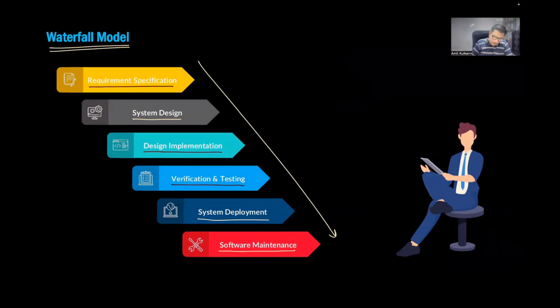Now, why is it called the waterfall model? It's called the waterfall model because like a waterfall, it goes from top to bottom, and like a waterfall, you cannot come back in a reverse direction. Like water cannot go from bottom to top. It always comes from top to bottom, so that's why this model is called the waterfall model.